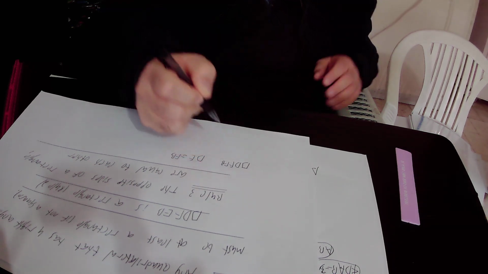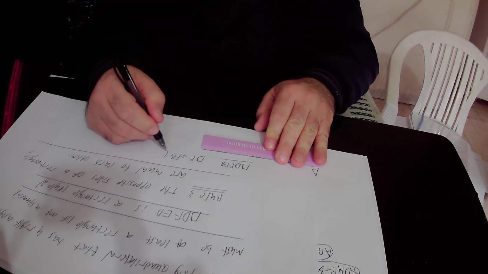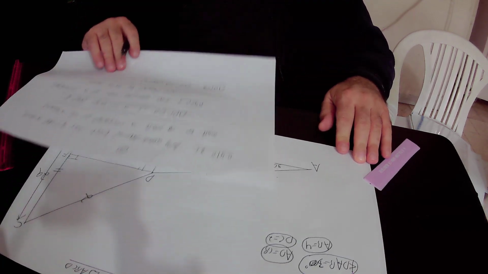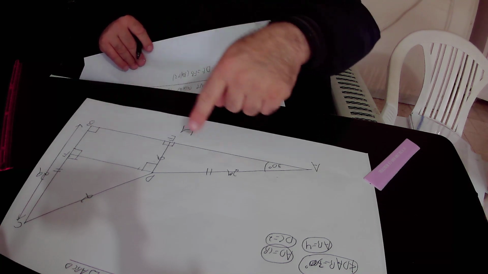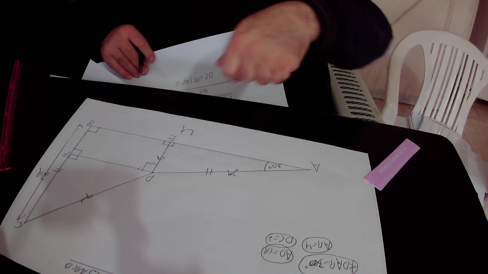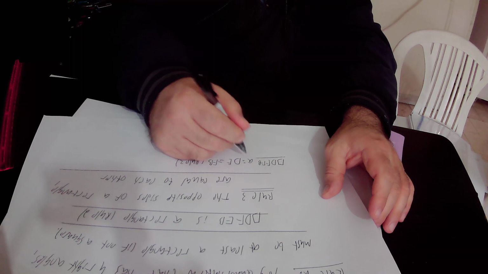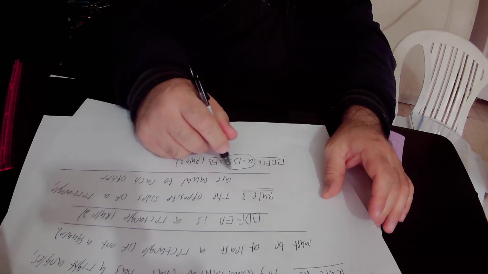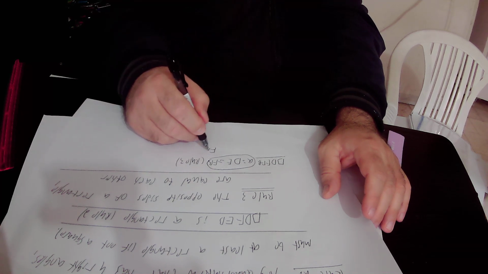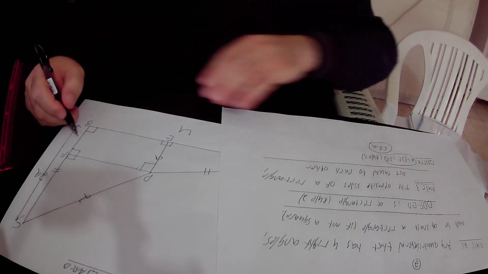DE equals FB according to rule number 3. But according to our definition, DE equals A. From this equation, we will derive that FB also equals A. FB equals A units in its length. Here FB equals A.